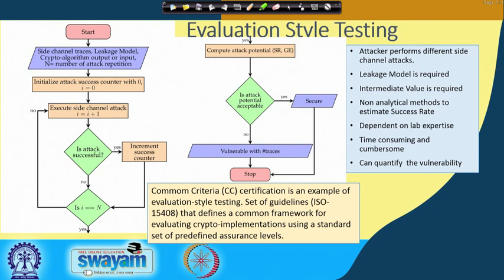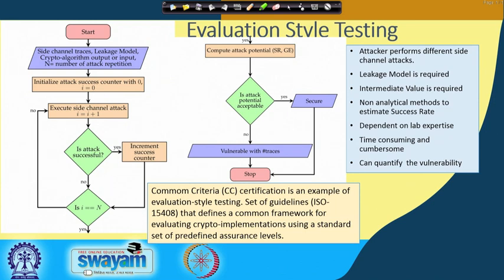In this testing style, we assume that the evaluator has an idea about the underlying leakage model. He also makes a target; if you remember, we were targeting the output of the S box or the input of the S box. So there is a specific target on which you are attacking. Note that in a given cryptographic implementation, there can be several targets.